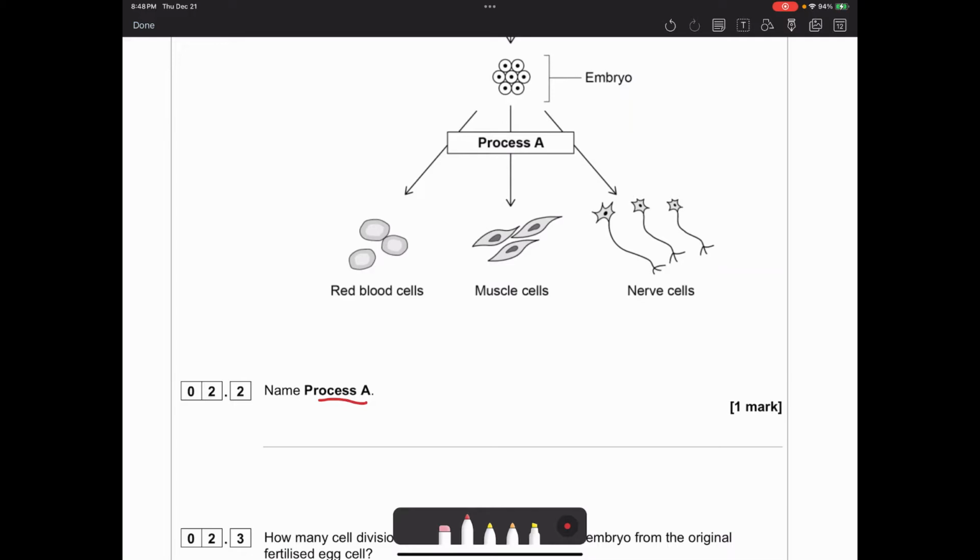Now you might be thinking, oh, they're becoming specialised cells. The process is specialisation. That's what loads of people put in this exam, but that is not the correct answer. What you need to remember, an embryo is a stem cell. And stem cells are undifferentiated cells.